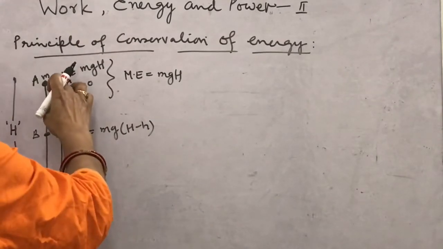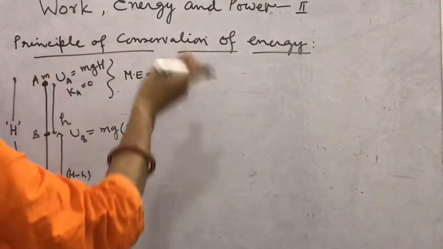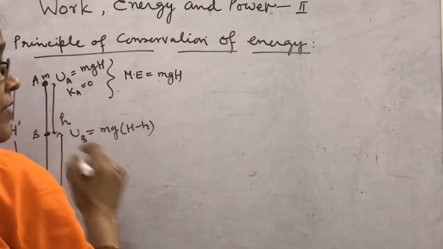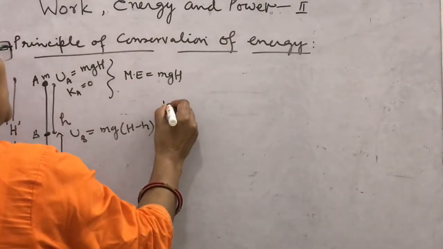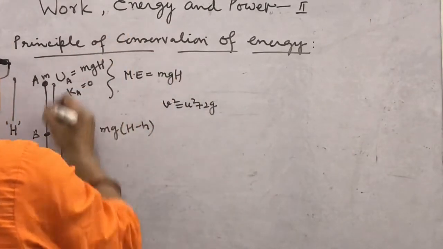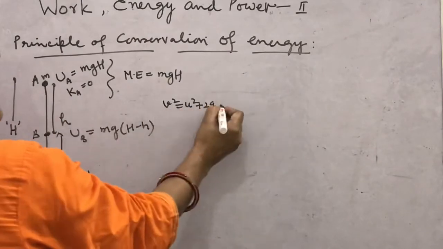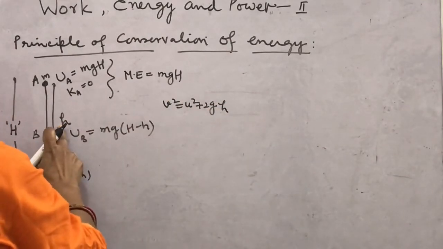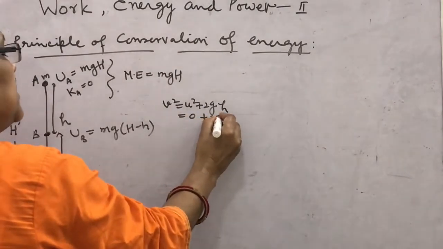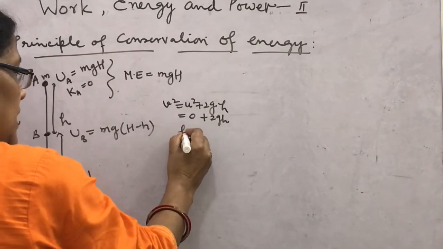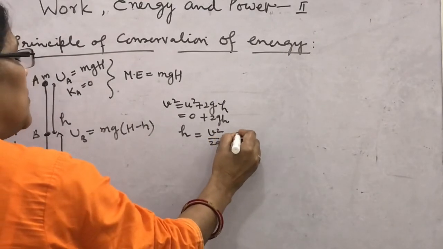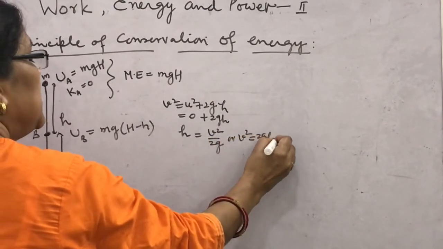So now the potential energy decreases and is converted into kinetic energy. How will you find the speed gained? You know the relation v square equals u square plus 2gh, where h is the small h from A to B. Initially the speed was 0, so v square equals 0 plus 2gh.